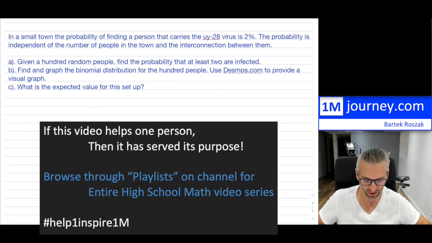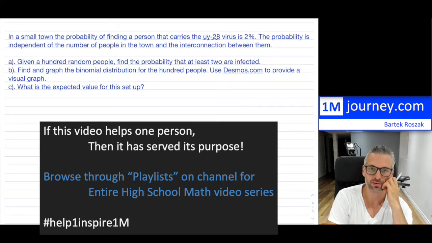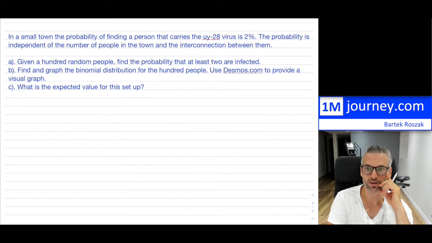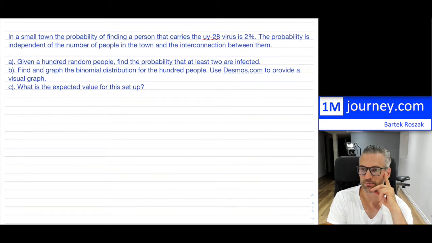I wanted to add this example to the binomial distribution, so with regards to probability, just so that you can have another peek at how to apply and deal with binomial distribution. So here we have a small town, and the probability of finding a person that carries the UY28 virus is 2%. So the probability is independent of the number of people in the town and the interactions between them.